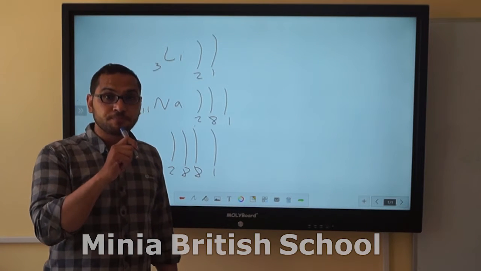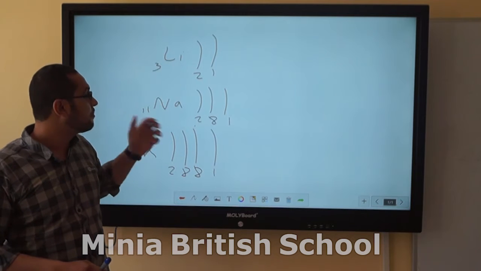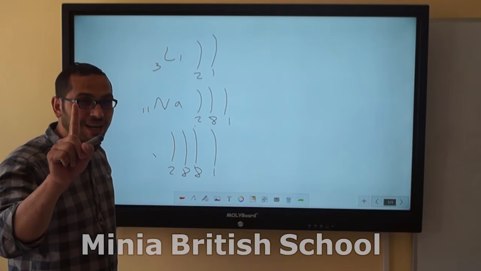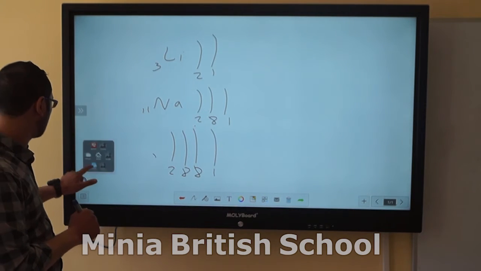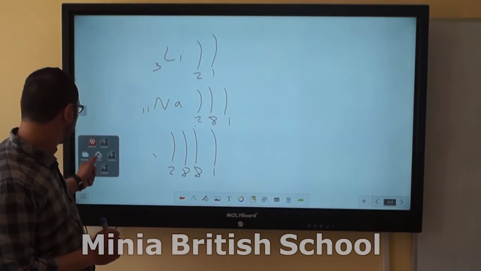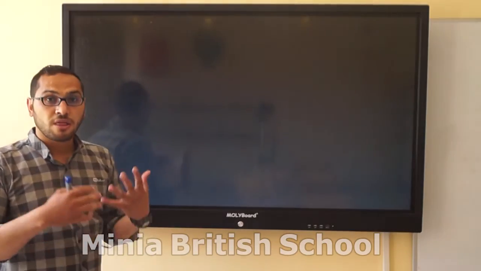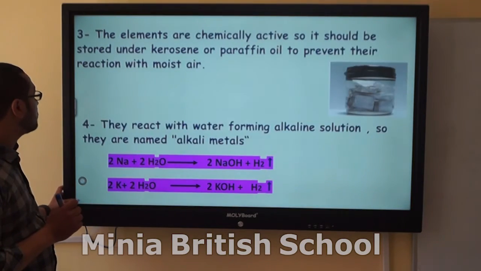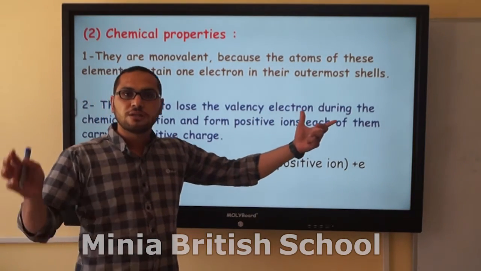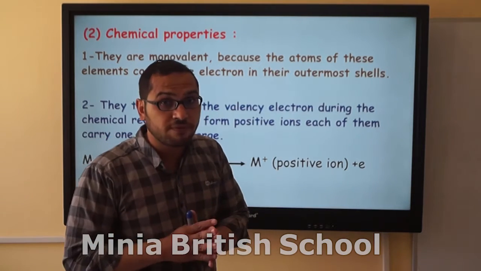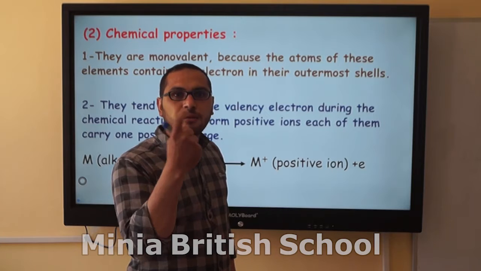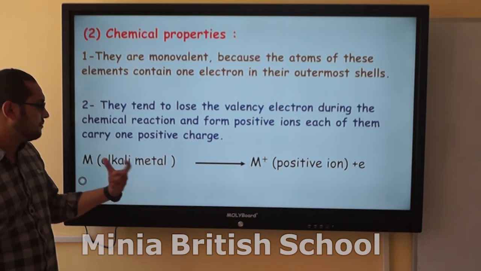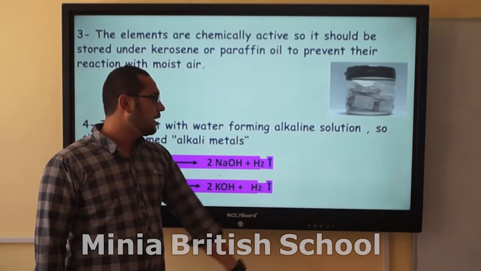What do you observe? All of them have only one electron in their outermost energy level. So the alkali metals are monovalent. They tend to lose the valence electron during the chemical reaction and change into positive ions, and each of them carries one positive charge. As you can hear, alkali metals change into positive ions.